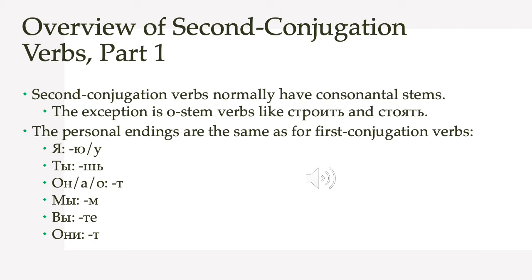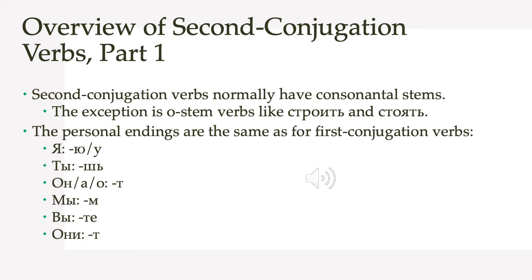And the personal endings are exactly the same as for first conjugation verbs. So once again, the very last letter in the ending, or last letters, a couple of them have two, but the very end of the ending is this personal ending that indicates whether it's ya, ti, on, mi, vi, or oni, and that's going to be the same regardless of conjugation type. It's the vowel that goes in front of it that indicates whether it's first conjugation or second conjugation. And so the personal endings are the same.